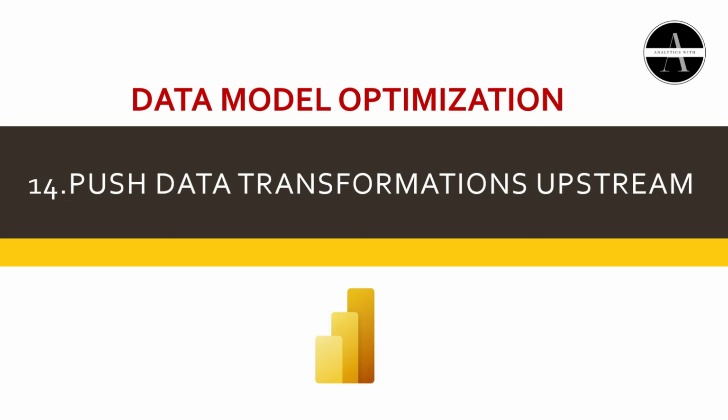Point number 14, push data transformation upstream. Whenever possible, push your data transformation upstream. This means doing the heavy lifting either in your data source or Power Query, rather than relying on the Power BI engine. Whether it's calculation, formatting or grouping, handling these operations at the Power Query level ensures that Power BI doesn't waste resources on redundant processing during report generation. This can significantly boost your report performance.